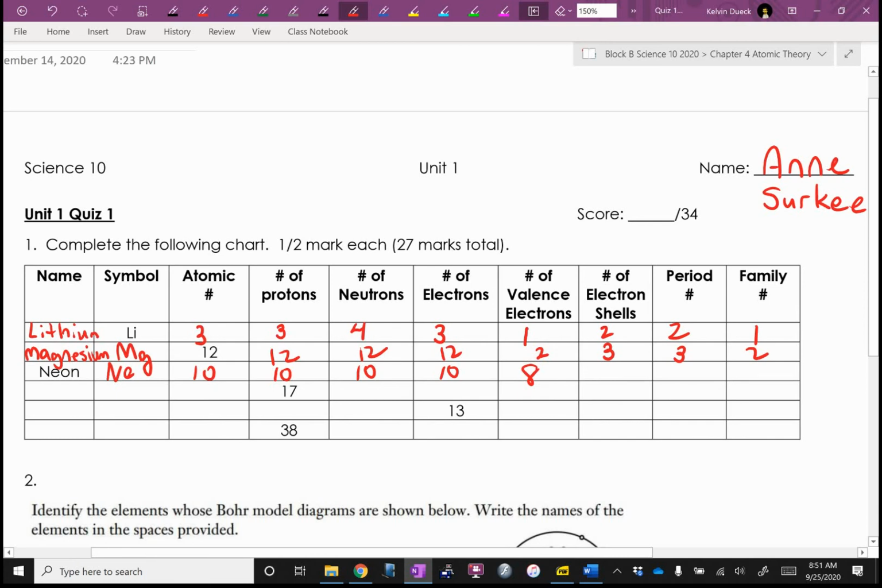How many electron shells? What row down is it? What period is it in? Second? So 2 electron shells, second period. And what family? Number 18. Also called the noble gases.